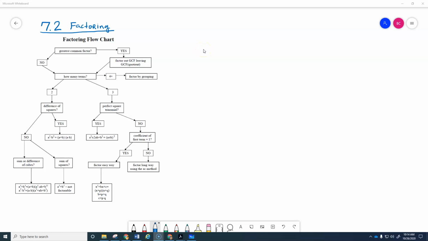Okay, so the first thing that this factoring flow chart asks you to determine, the very first thing, is there a common factor? And you're going to ask yourself that question on every single problem. So before we start working a problem out, using this whole flow chart, the first thing I want to make sure you understand is, what is the greatest common factor?